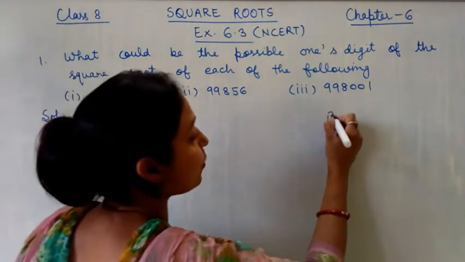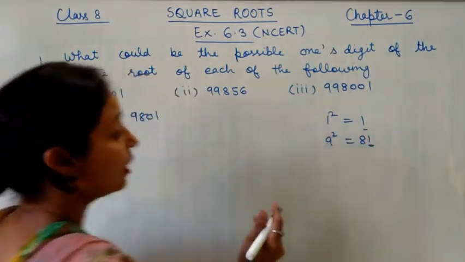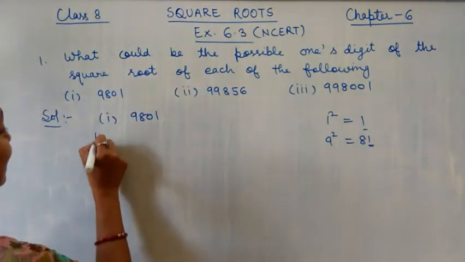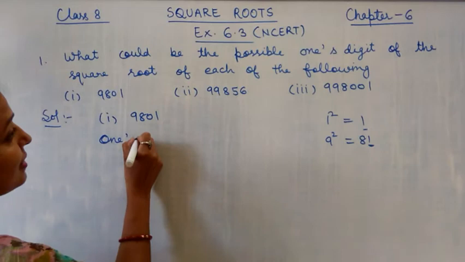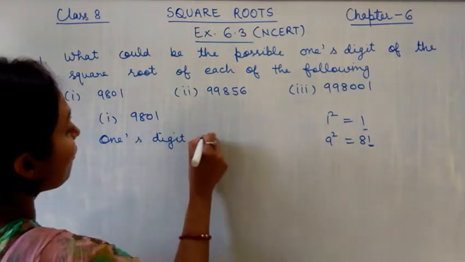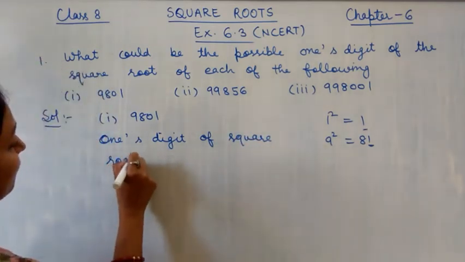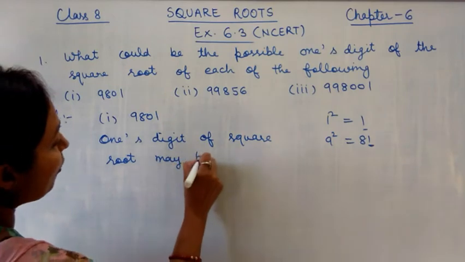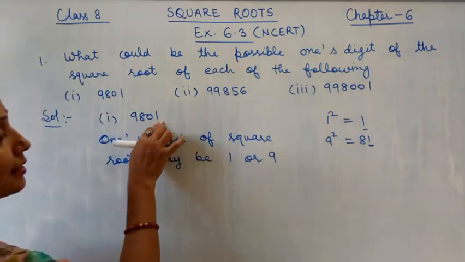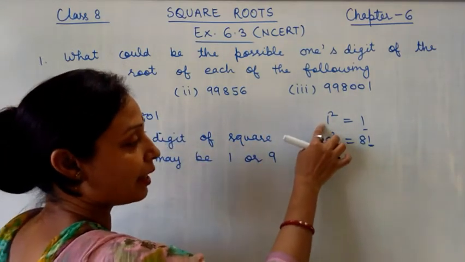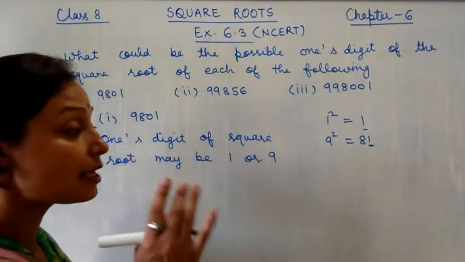The first number is 9801. You all know 1 square is 1 and 9 square is 81. The unit digit is 1 and 1. So the ones digit of the square root may be 1 or 9, because I want to see the last digit which is present here. Doing the square of 1 and of 9, it comes 1 and 1. So the possible values of the unit digit are 1 or 9.